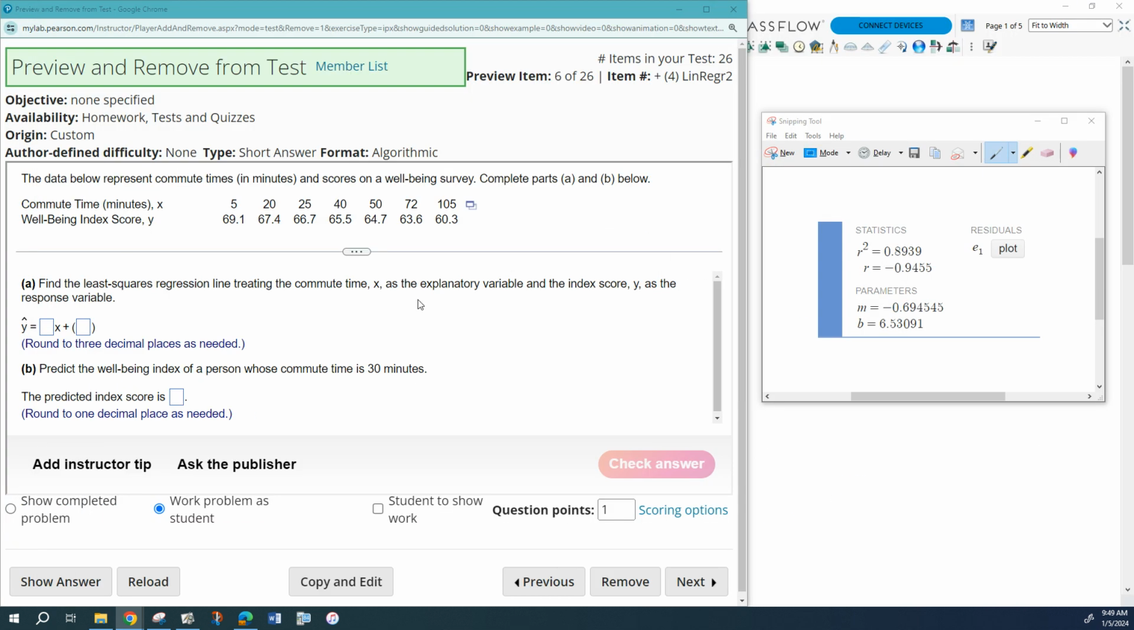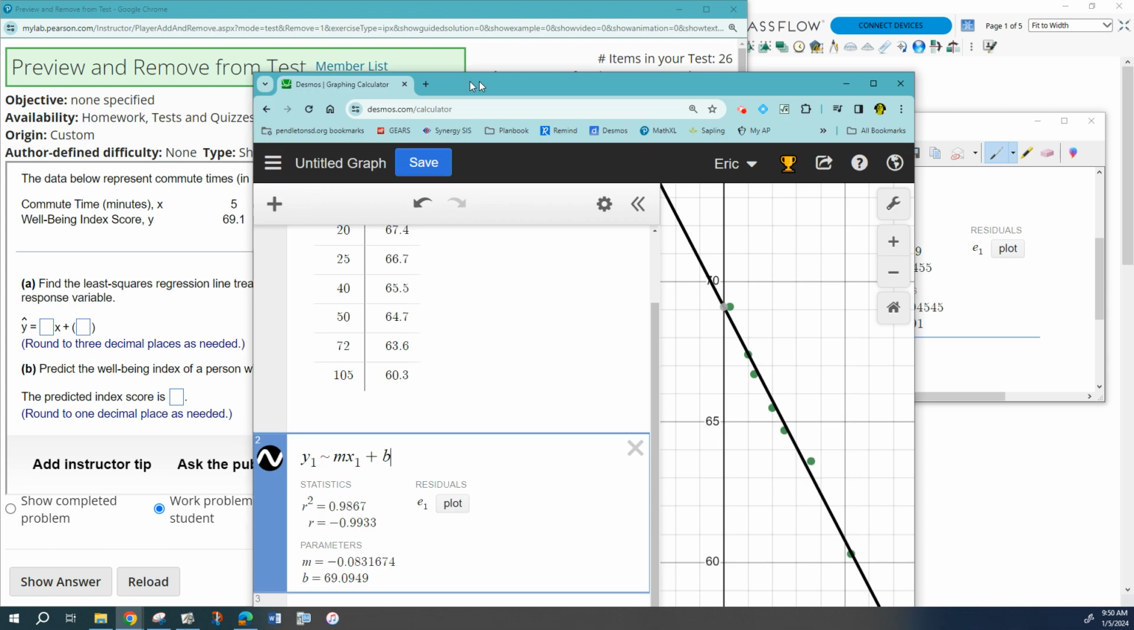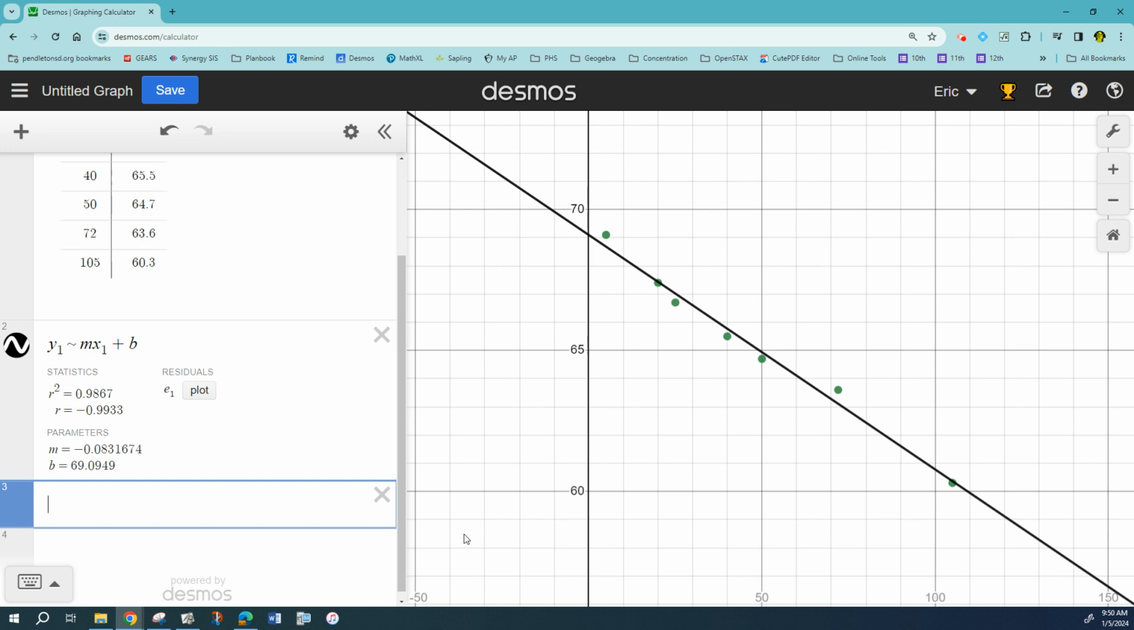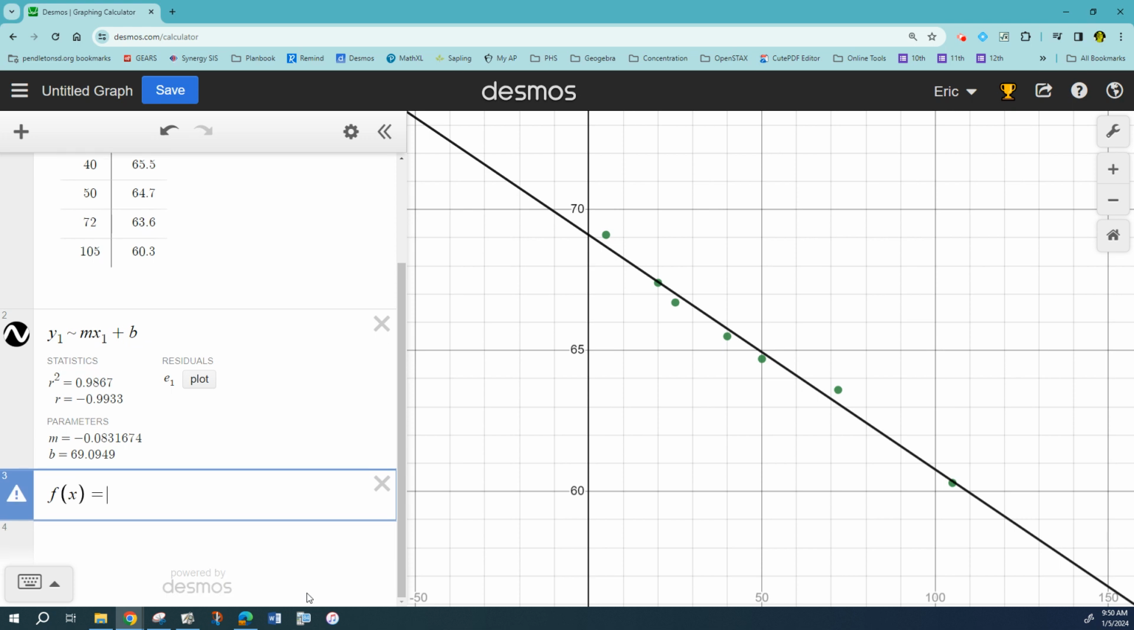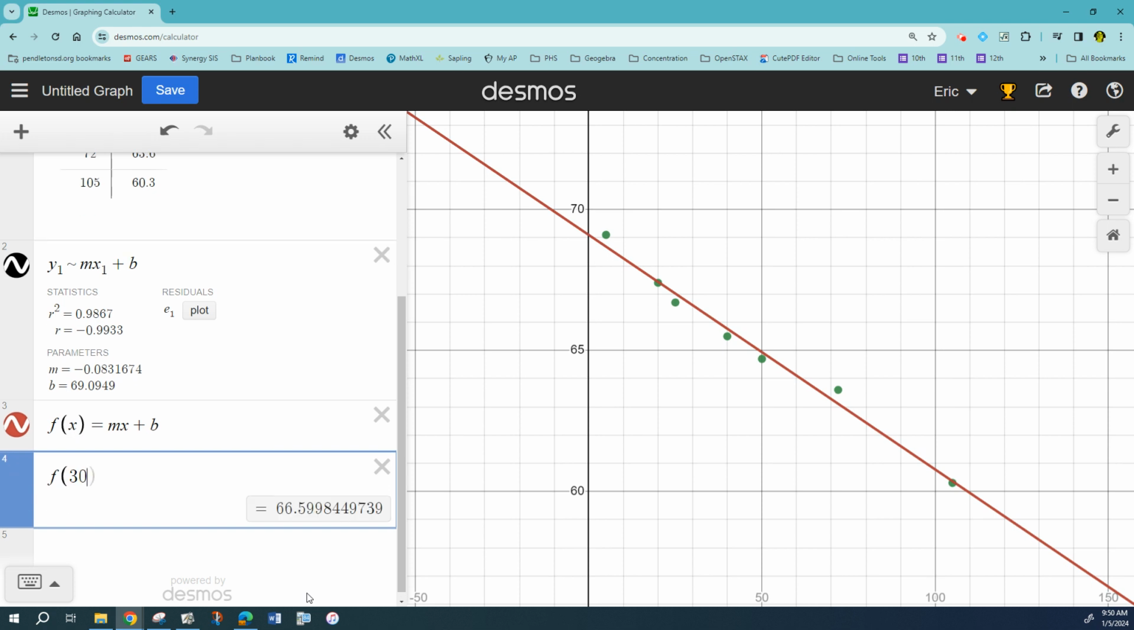But for the second part, they want something more. They want to know predict the well-being index, which is the output, right? That makes sense? Predict the output based on an input of 30. So do you remember how I would do that with technology? I don't want to make it y because I want to be able to input values. F of x. Good. I want to write it as a function. So f of x equals mx plus b. And I don't have to type the values because it's going to keep all those decimal places, and probably it's even got more decimal places than that behind the scenes. Desmos is calculating and storing those values. So it already knows what m and b are, so I can just write those in as mx plus b. Now all I have to do is go down to the next row and evaluate that function at 30, and there's my answer.